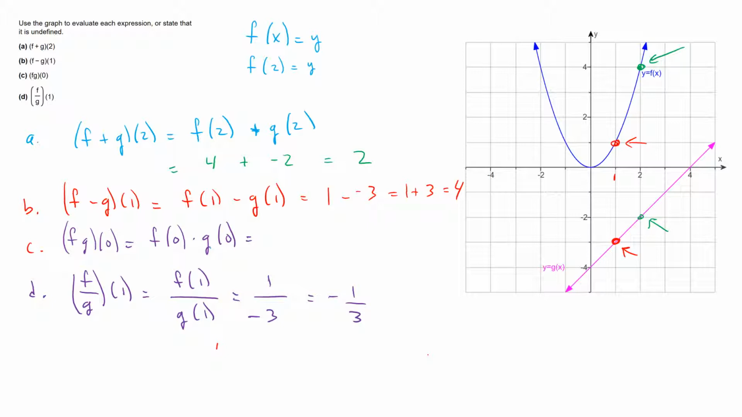And so I need to finish part C. F of 0. On the f function, if x is equal to 0, it looks like the y coordinate is 0. I see the origin 0, 0 right there. So f of 0 is 0. And g of 0, on the g function, if x is equal to 0, the y coordinate is negative 4. And 0 times negative 4, we get 0.